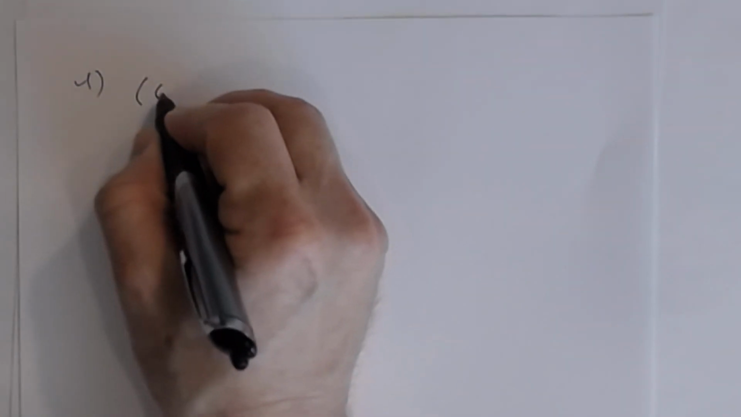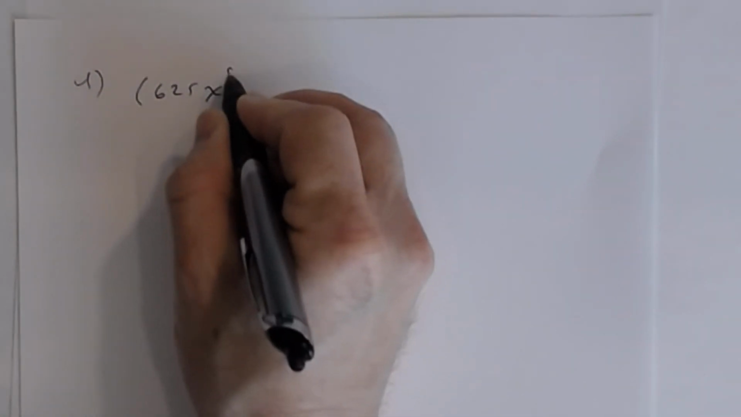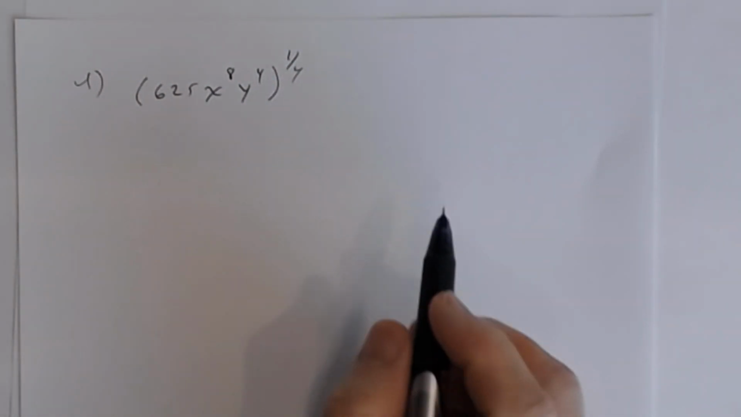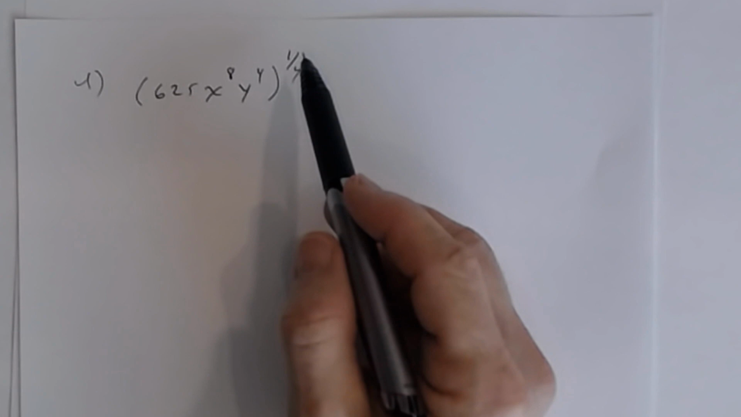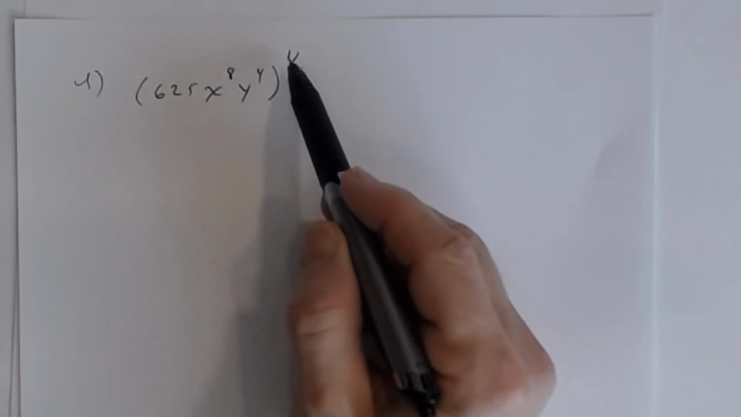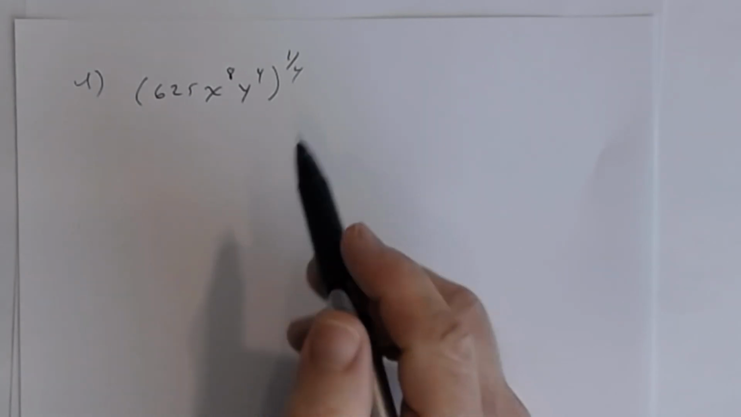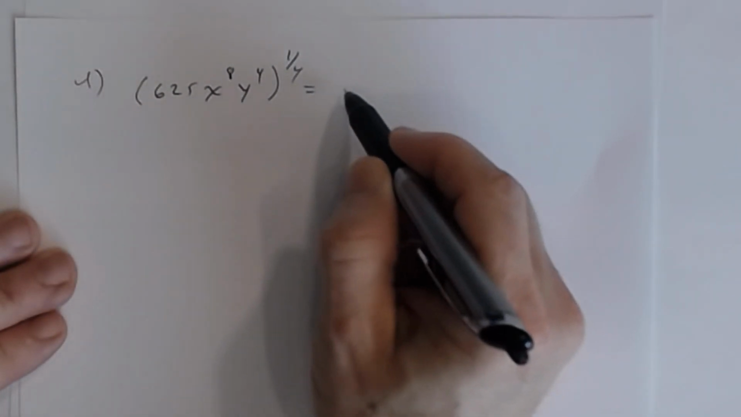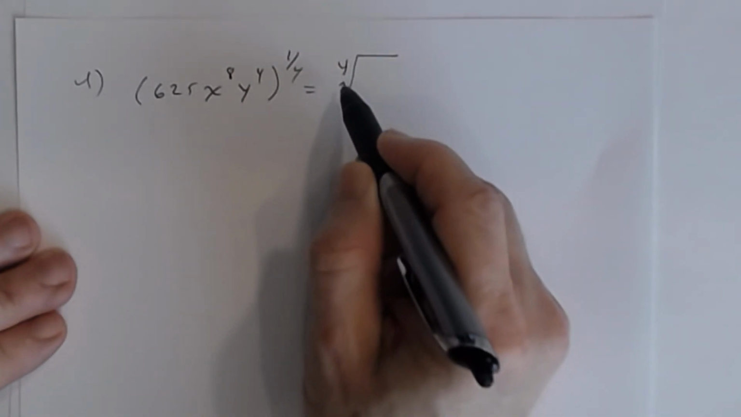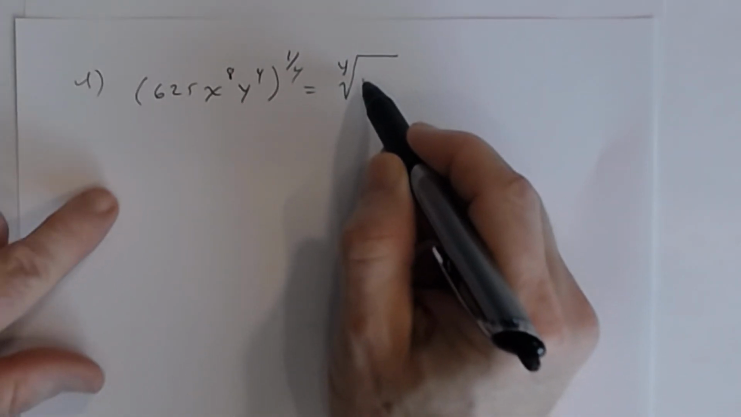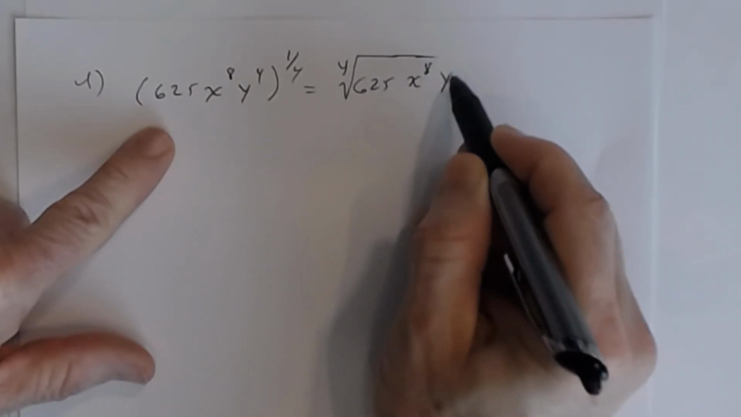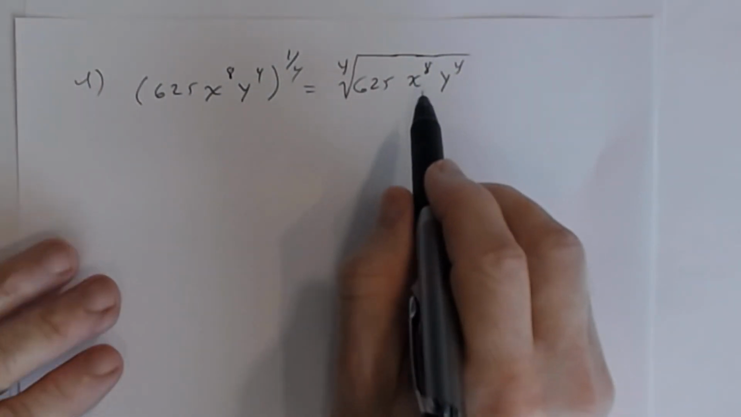We have 625x to the 8th power, y to the 4th, raised to the 1/4. Remember the 1/4 is up here. The 4 is your index, the 1 is the exponent. So as a radical, this is going to be the fourth root. Make sure it looks like an index of 4 over 625x to the 8th, y to the 4th. And these are easy to deal with.